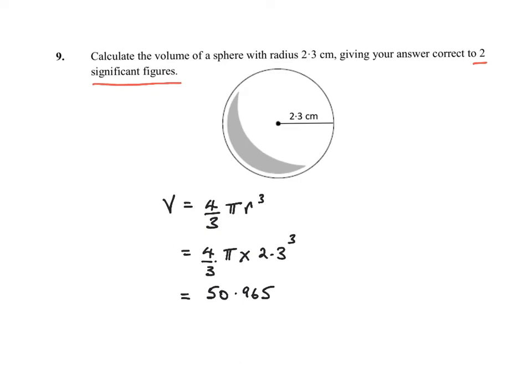Well, I suppose it's rounded to a certain extent, isn't it? I mean, we could give all 15 decimal places. 2 significant figures, so I'm going to underline these two. What happens to a 0.965? A 0.965 will round up, so we get 51 cm cubed. Be careful about units.